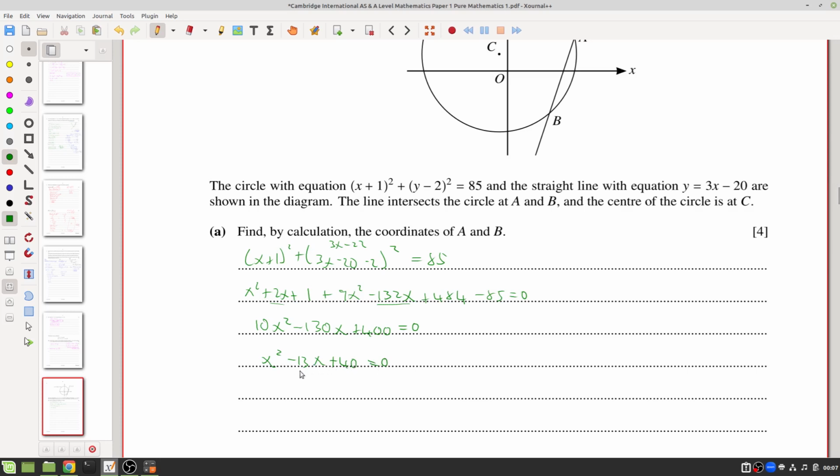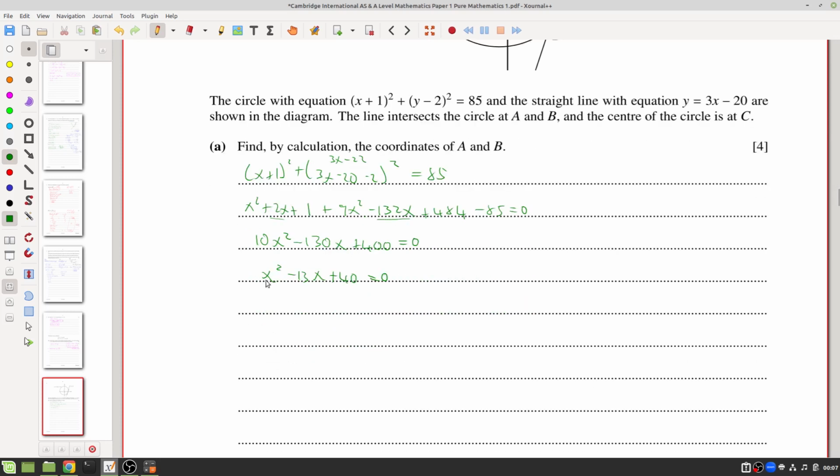Solving quadratics, we can use either the quadratic formula, factorizing, or completing the square. This one seems like it's going to be nice to factorize, so I'm going to do that. It's going to be x and x, minus 5 and minus 8, because negative 5 times negative 8 is 40, and negative 5x minus 8x is negative 13x, so that works out. So either this is 0 or that's 0. So either x minus 5 equals 0, which means x equals 5, or x minus 8 equals 0, which means x equals 8.